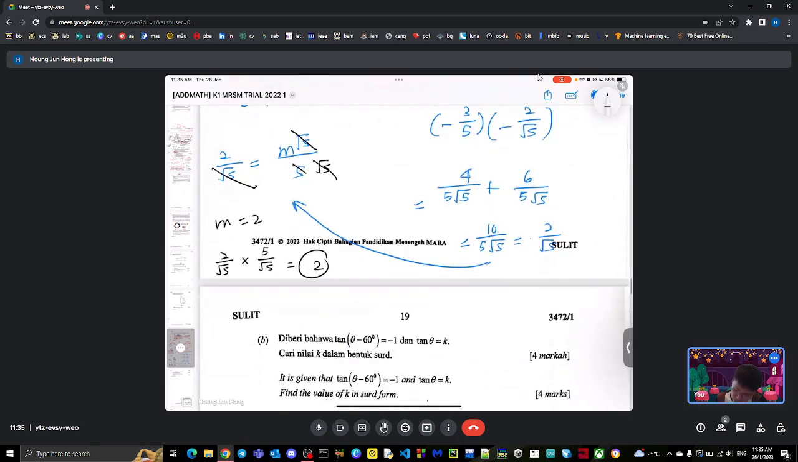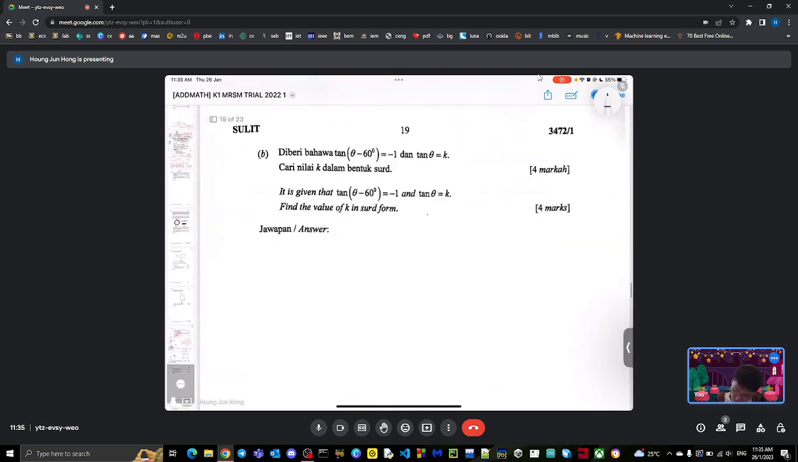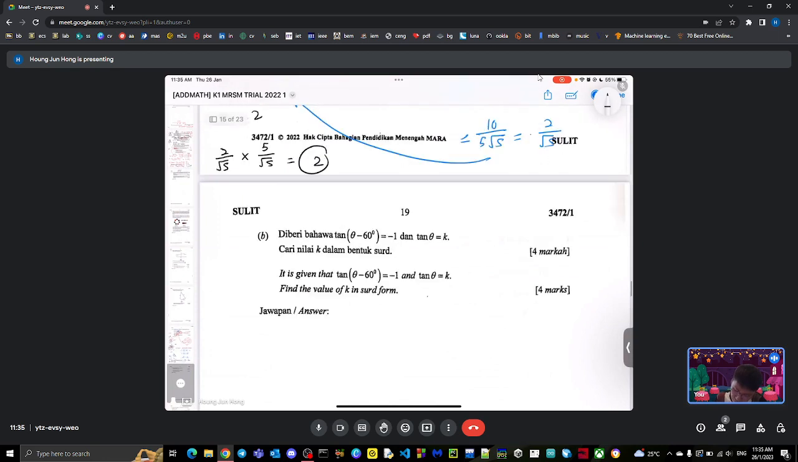Next question, 3 to 1. Now we have tangent, this expression and then this expression. Find the value of k. Find the value of k in surd form. Whenever the question asks you to find something in surd form, you should know that it is always some kind of long expression. You need to simplify it down.